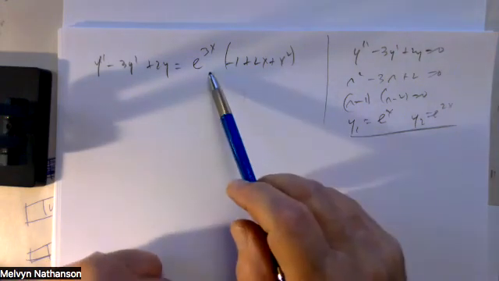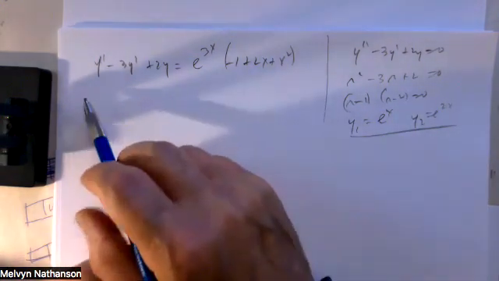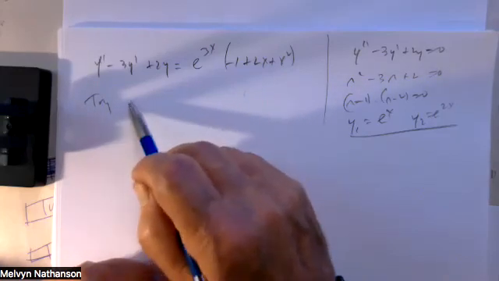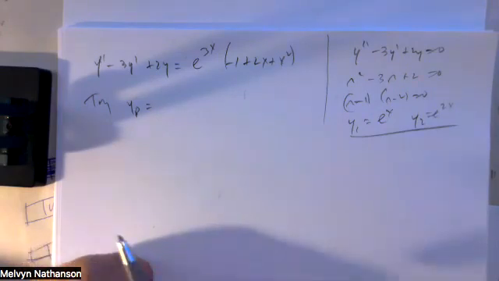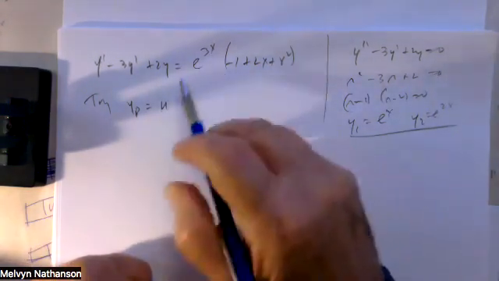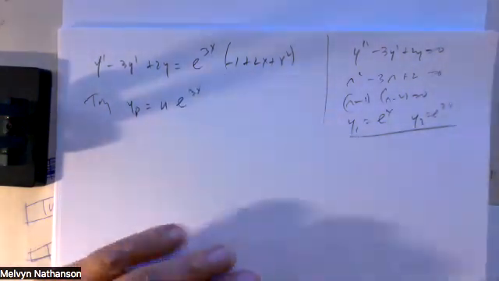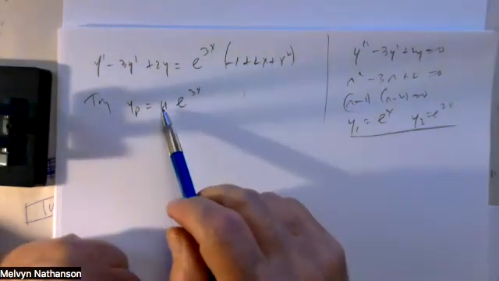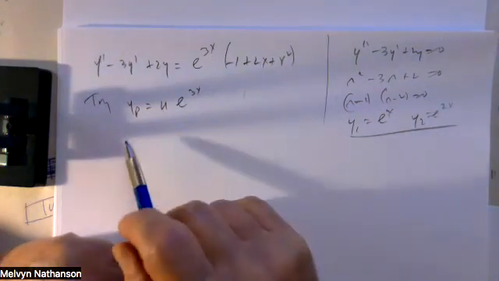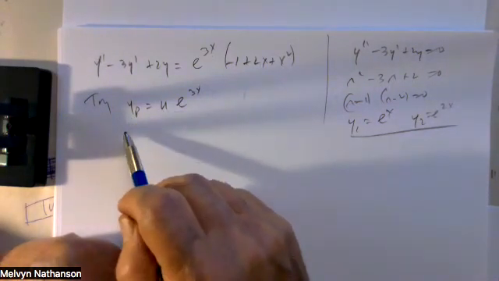Now, to find the solution of the inhomogeneous equation, let's try looking for a particular solution of the form u times e to the 3x. Let's try that and see what happens. Solve for u if we can. That's the whole idea. So this is the function.